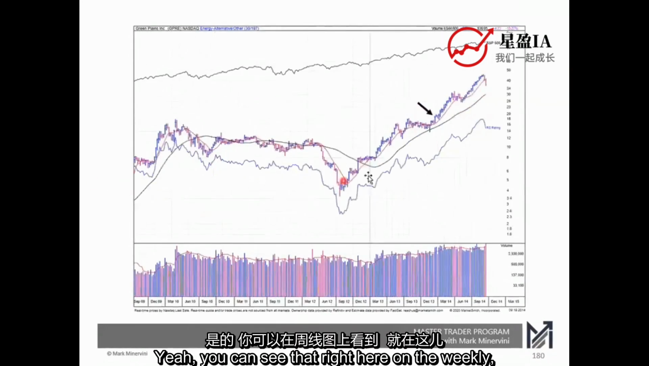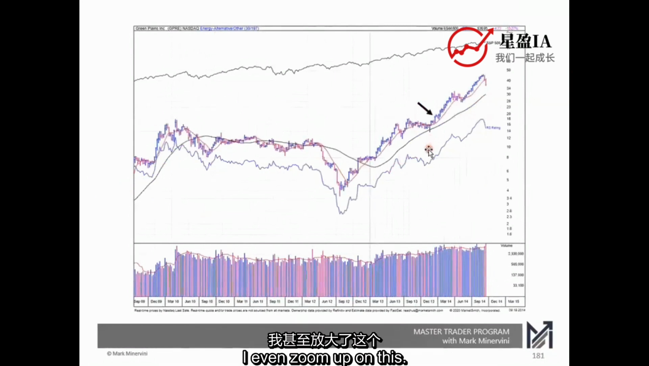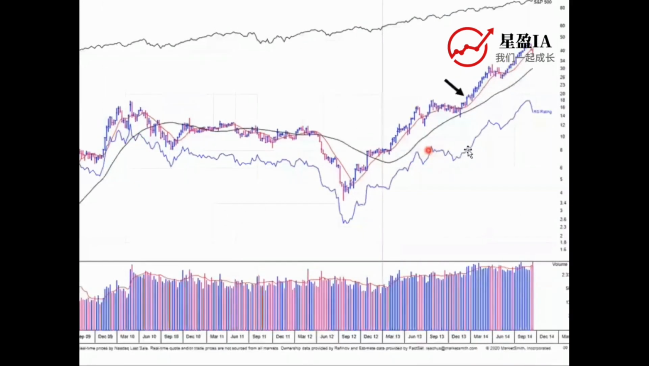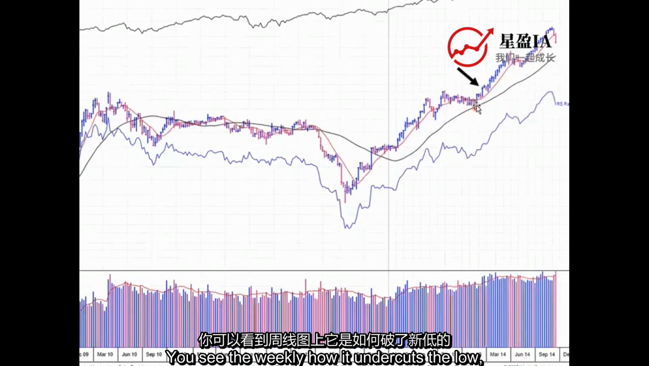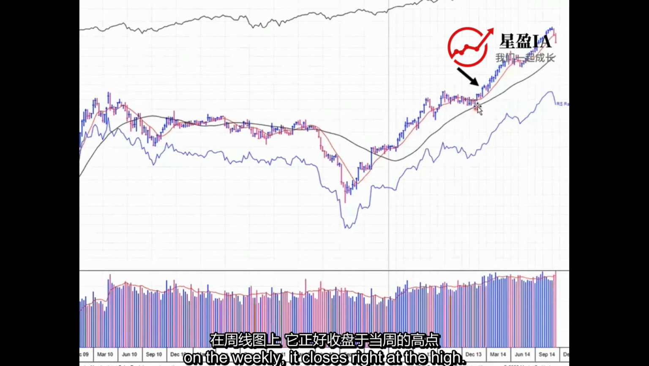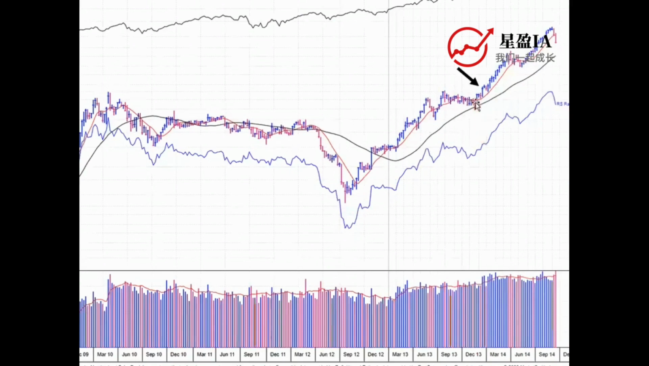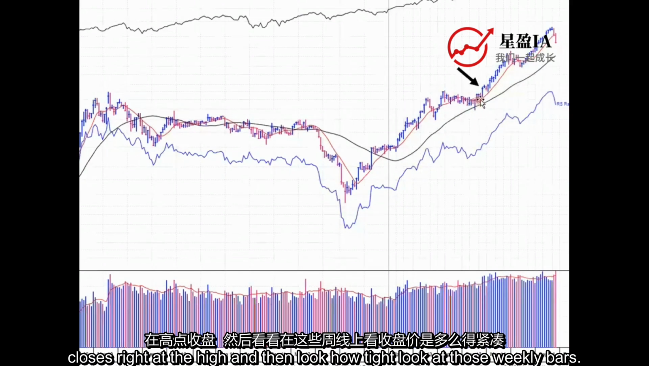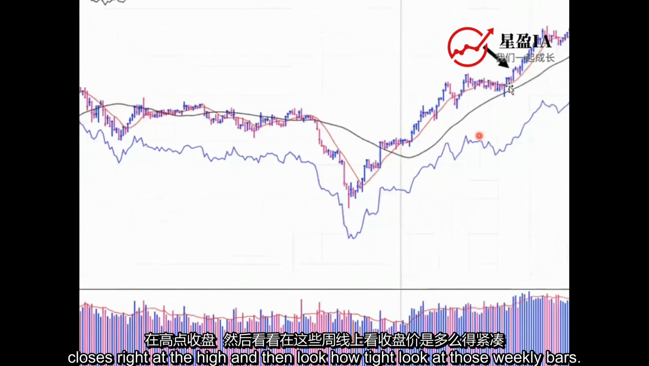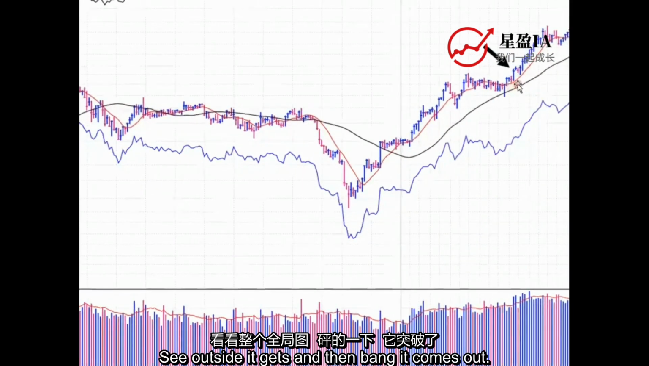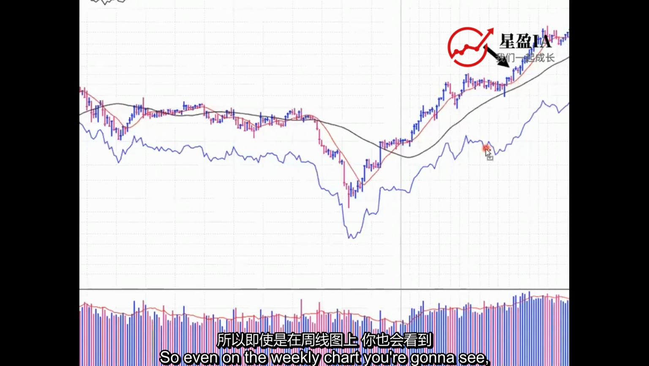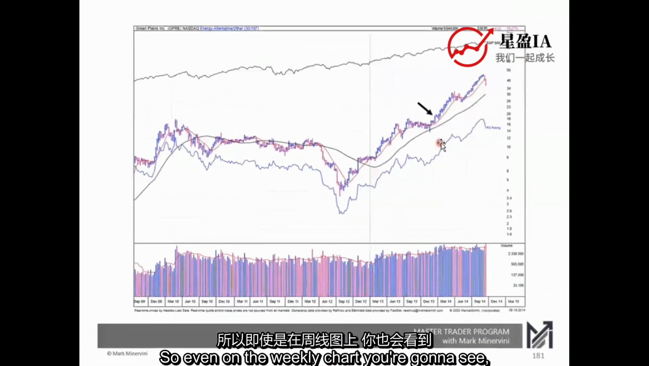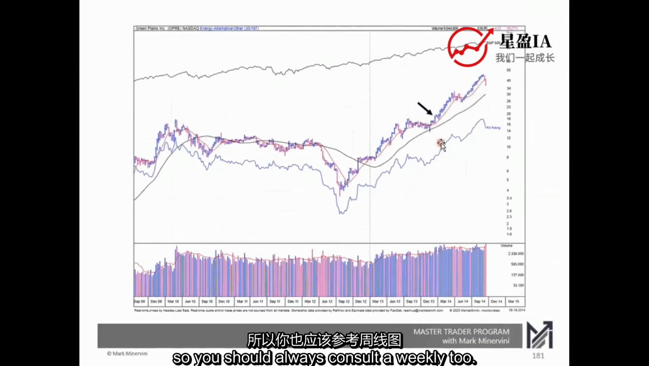Yeah, and you can see that right here on the weekly. Can I even zoom up on this? Let's see if I can. Yeah, so you can see the weekly how it undercuts the low, and on the weekly it closes right at the high. And the very next week it moves up, closes right at the high, and then look how tight. Look at those weekly bars. See how tight it gets, and then bang, it comes out. So even on the weekly chart, you're going to see. So you should always consult a weekly too.